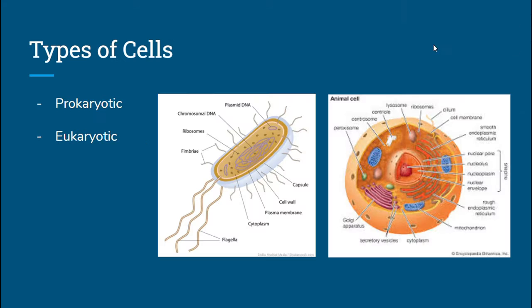Okay, so we have two types of cells, and these are prokaryotic and eukaryotic. The first picture that we see right there is a prokaryotic cell, and then the one on the right is a eukaryotic animal cell.